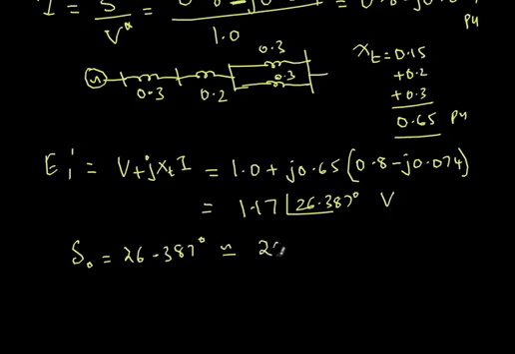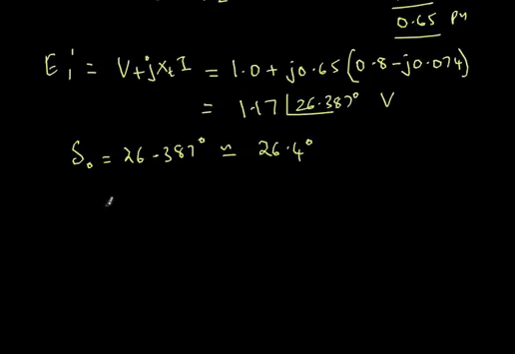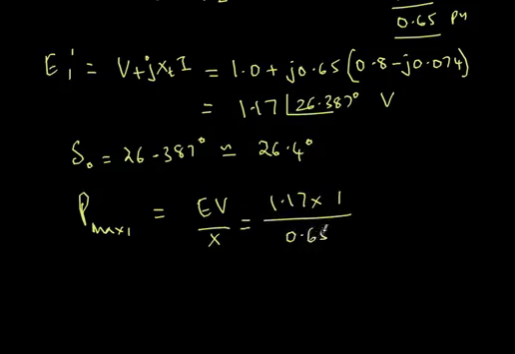You can approximate to 26.4 degrees. And E magnitude is this. So now first I want to determine what is the Pmax1. Pmax1 is the maximum power that can be transferred when both the lines, the system is under normal operation. So that is EV by X. So E is 1.17 I know, and V is 1, and X is 0.65. So these are all magnitudes. So this turns out to be 1.8.